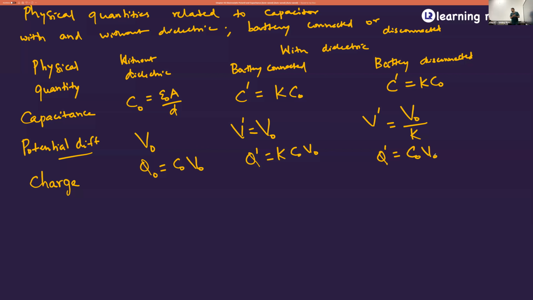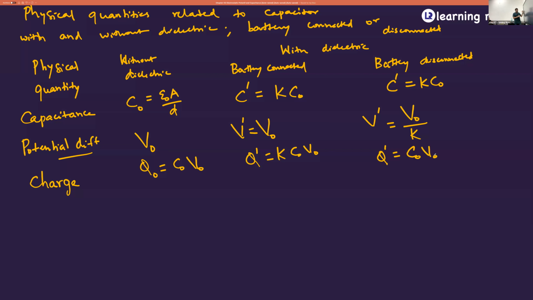So if you want the capacitor to hold more charge, you need to insert the dielectric and keep the battery connected. If you remove the battery, it will fall by a factor of K and it will come back to its original state. Am I clear with this? So next is electric field. So what about the electric field?